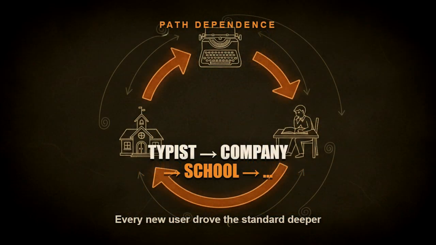What followed was an avalanche. Typists learned QWERTY. Companies bought QWERTY machines because that is what their QWERTY-trained typists could use. Schools taught QWERTY so their students could find work. Every new user drove the standard a little deeper into the concrete. Economists call this path dependence. Once a road is laid down, people keep walking it, even when a better road exists.